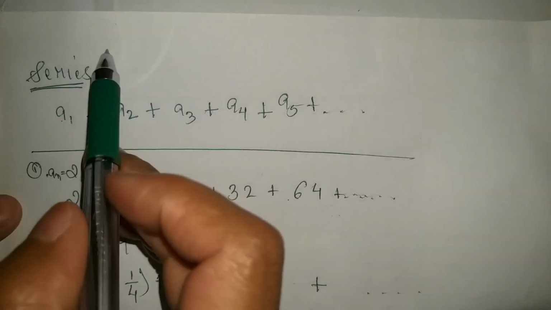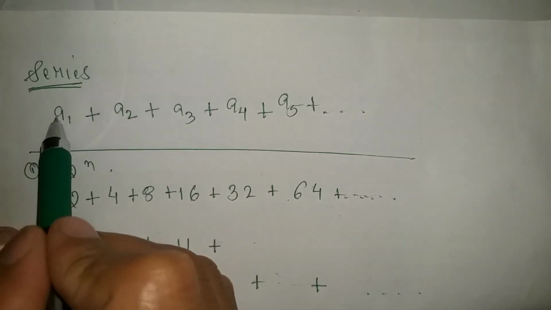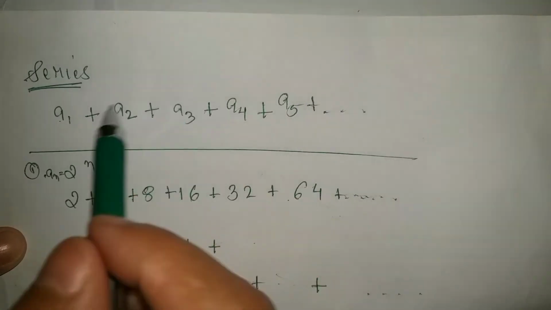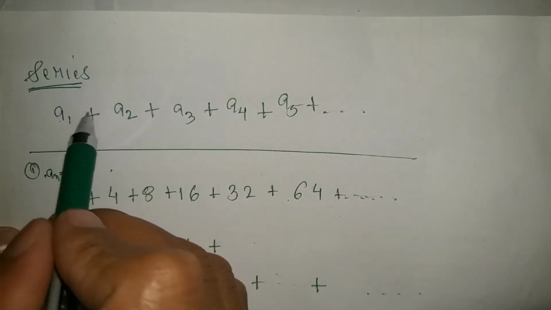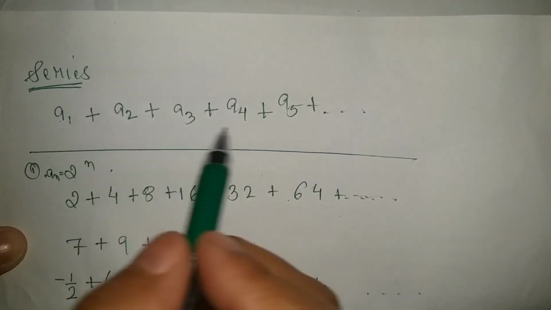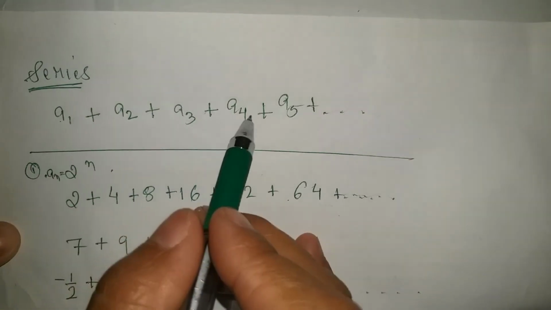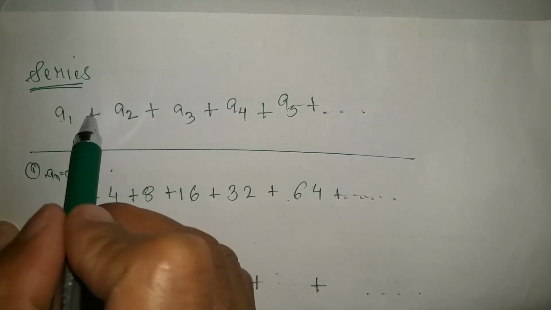I repeat, a series is that if I have the terms of a sequence as a1, a2, a3, a4, a5, and so on, then a series is obtained by adding these terms of the sequence together. That is a1 plus a2 plus a3 plus a4, and so on. We join the terms by a plus sign.